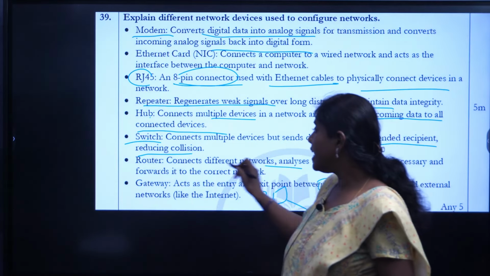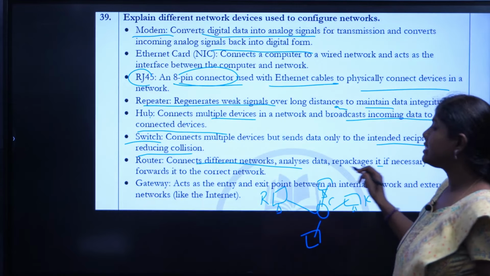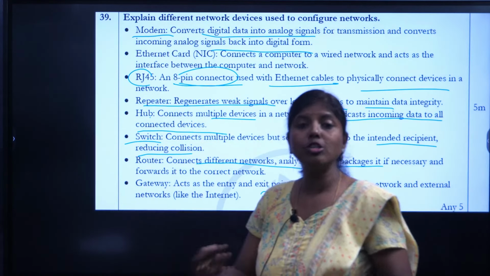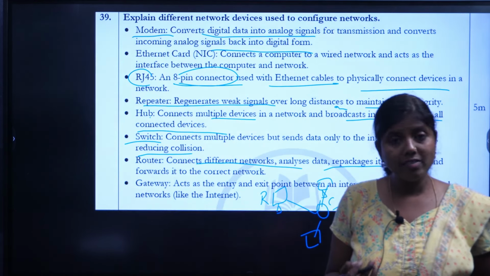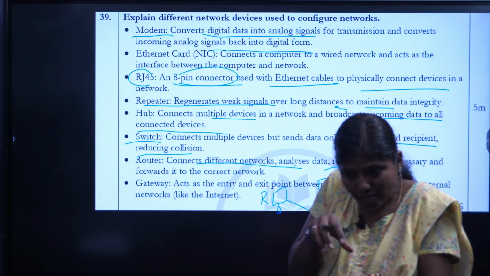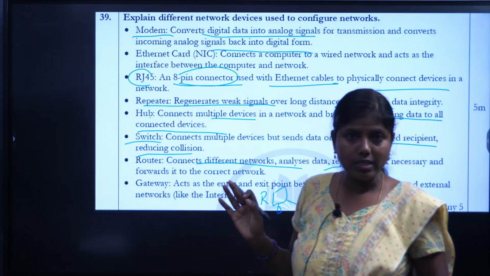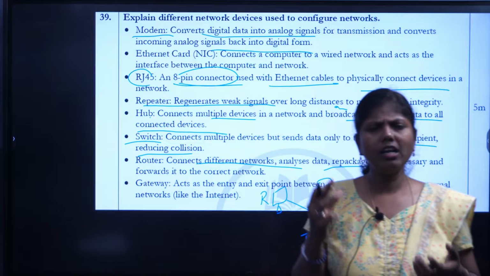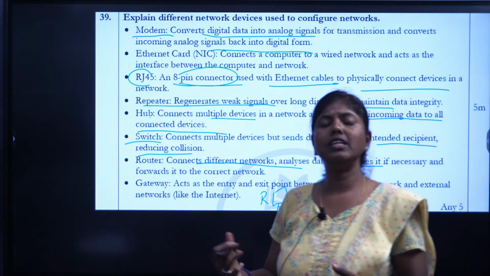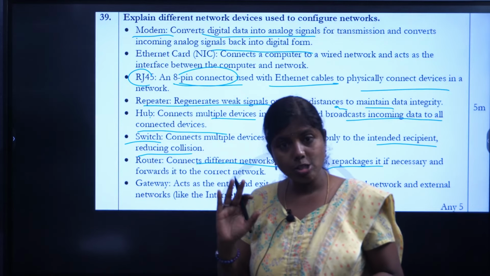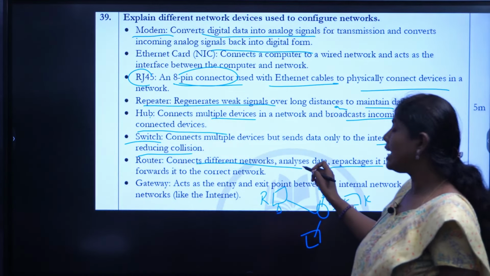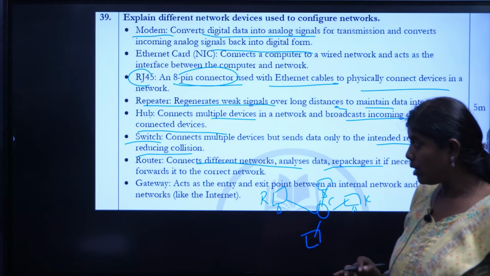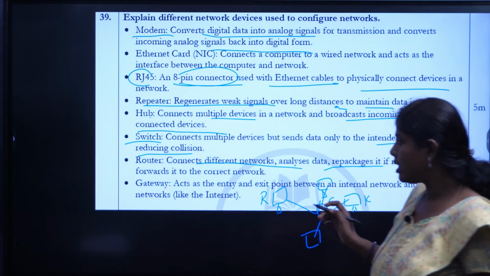Your router connects different networks and analyzes the data. For example, here is one network and there is another network. In order for different networks to communicate, we need a router. To have communication within the network, we have a hub or a switch, a central device. Within the network we can also use a router, but specifically for connecting two different networks, we need a router. A router analyzes and retransmits the packets if required, with the help of an IP address.